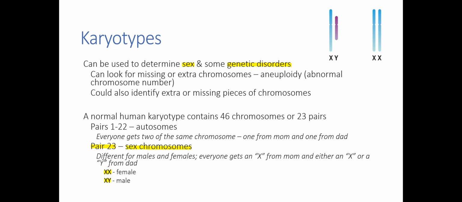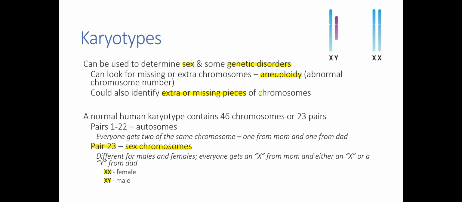There are other ways they can determine if the baby's male or female. So they may do a karyotype if they have some kind of evidence or clues that the baby might have a chromosomal disorder. We would use a karyotype to maybe identify aneuploidy, which is where they have an abnormal chromosome number. Maybe they have 45 instead of 46, or maybe they have an extra chromosome and so they have 47. They can also look and see if there are extra or missing pieces of chromosomes.